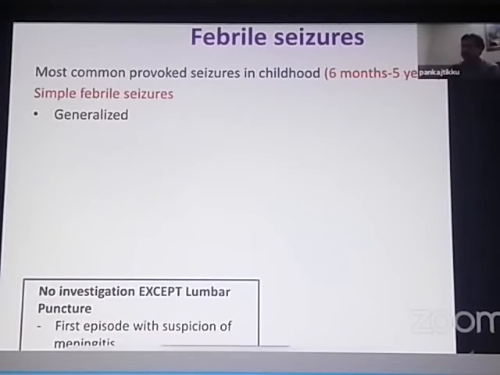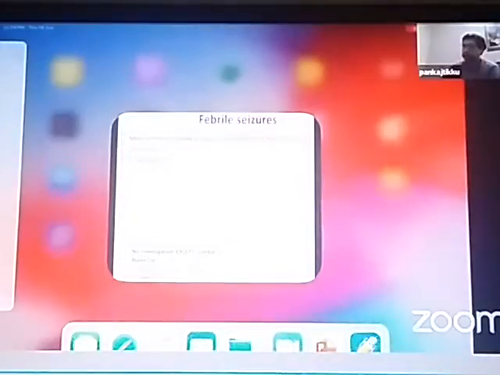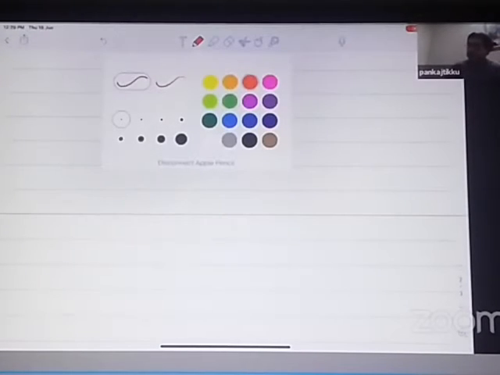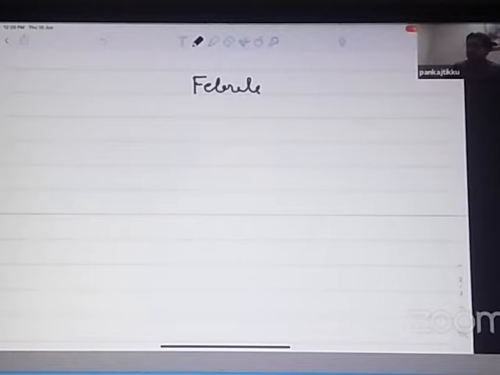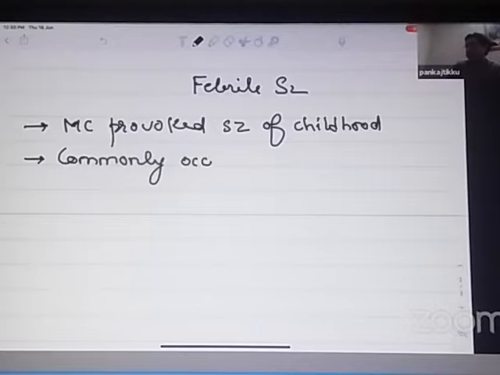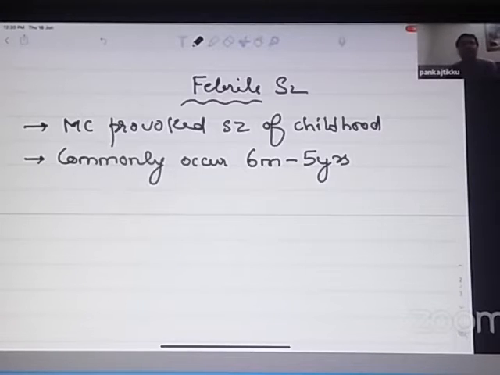Now let me write it here. Febrile seizures: first thing, most common provoked seizures of childhood. Second, they commonly occur between 6 months to 5 years of age. So when do febrile seizures normally occur? Febrile seizures normally occur between 6 months to 5 years of age.